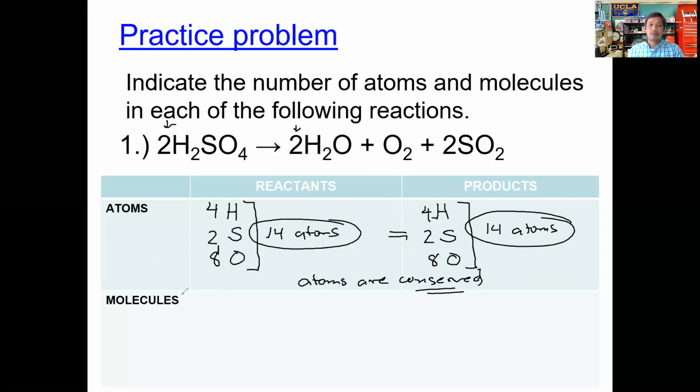All right, let's go ahead and count molecules now. When we count molecules, we're counting the total particles.